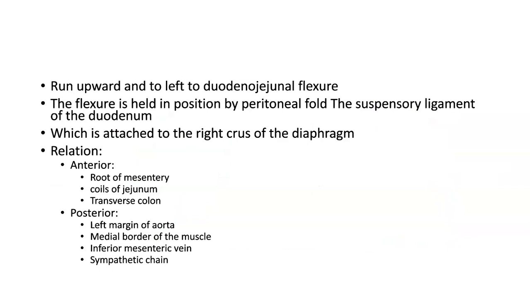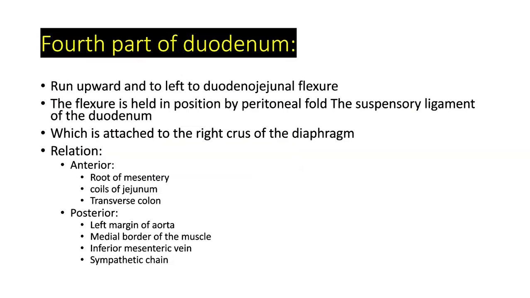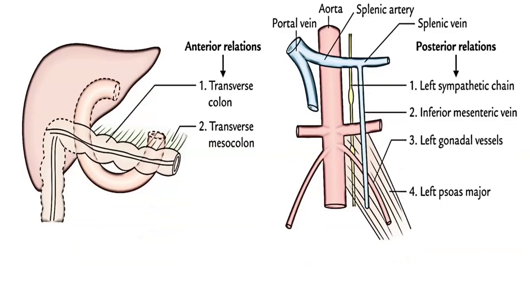So its relations are, this is actually the fourth part, and the relations of the fourth part are the root of the mesentery, the coils of the jejunum, and the transverse colon, and posteriorly it has the left margin of the aorta, the medial border of the psoas muscle, the inferior mesenteric vein, and the sympathetic chain.